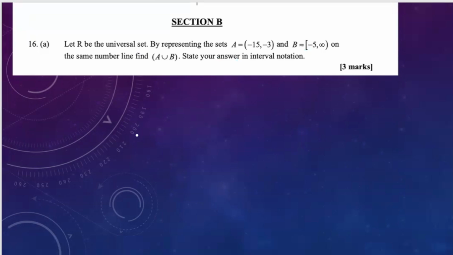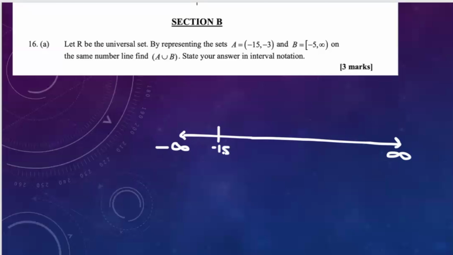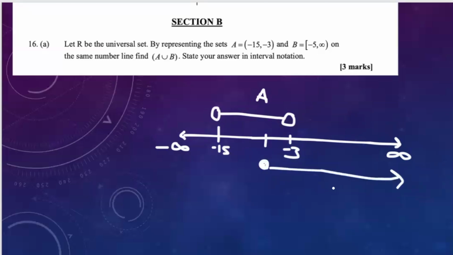So first, let's draw our number line. Negative 50 and negative 3. Because of the round brackets, we are going to have both of these being open and we connect. So that's A. And then we have negative 5 and it's a square bracket, so we have it shaded and it's going on to infinity.